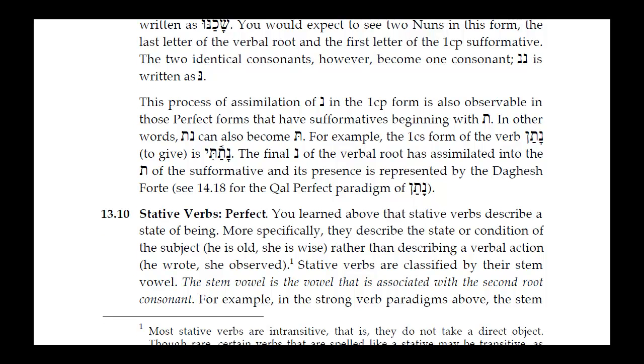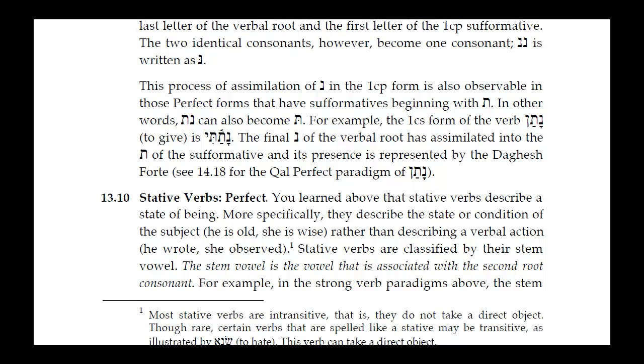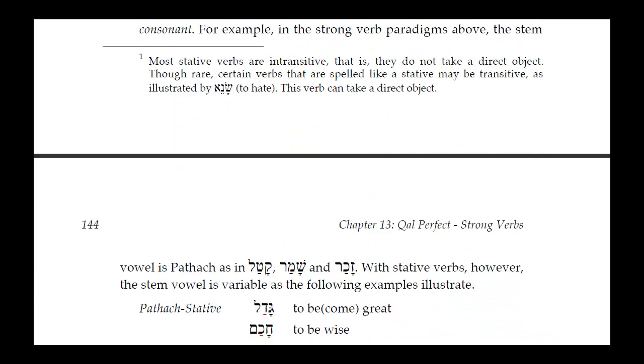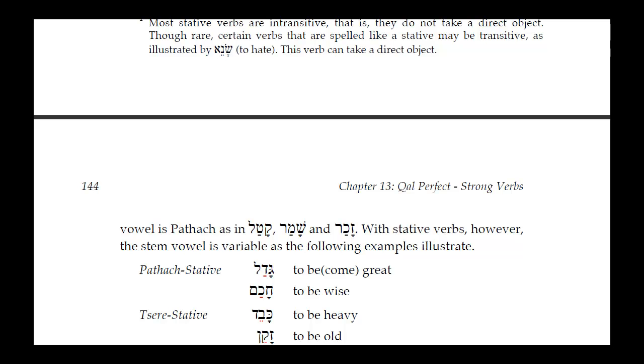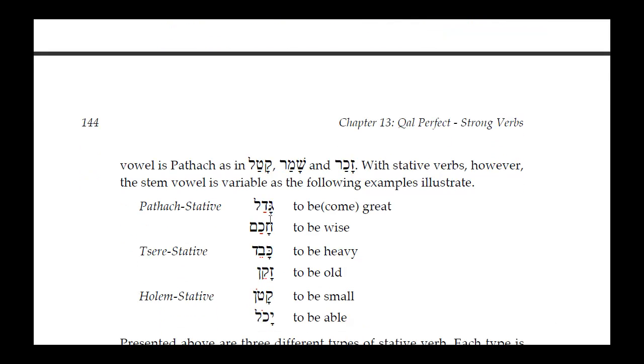Now, when we have stative verbs in the perfect, you've learned that the stative verb describes a state of being. One way you can tell it's a stative verb is by its stem vowel. The stem vowel is the vowel associated with the second root consonant, or the second letter. The vowel can be a patach, like we have in this example here, gadal, to become great, or chacham, to be wise. We do have what they call patach statives, because the patach here is what tells you that that is a patach stative.